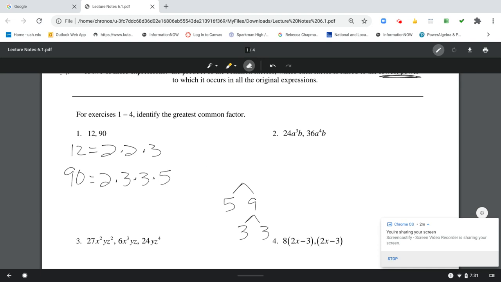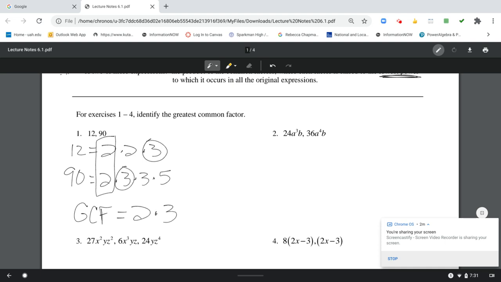So once I do that, I need to see what the two numbers 12 and 90 have in common. Well, they both have a 2, and they both have a 3. They have nothing else in common. So the greatest common factor is the product of all the factors that they have in common, which are 2 and 3. So the greatest common factor between 12 and 90 is 6.